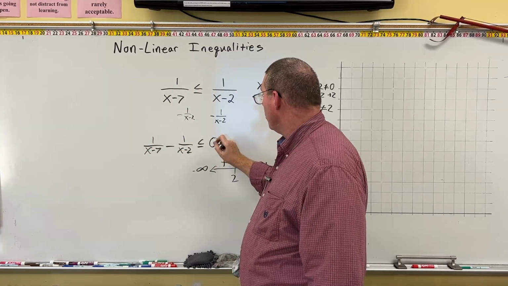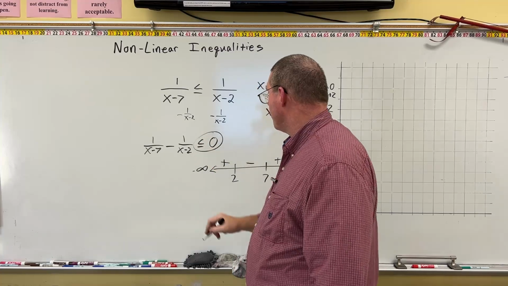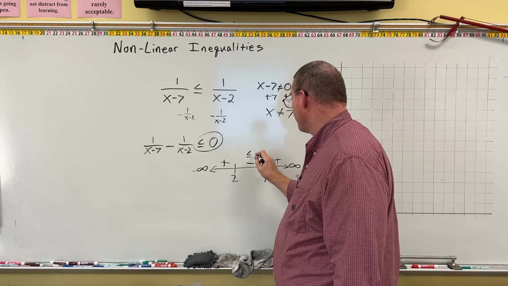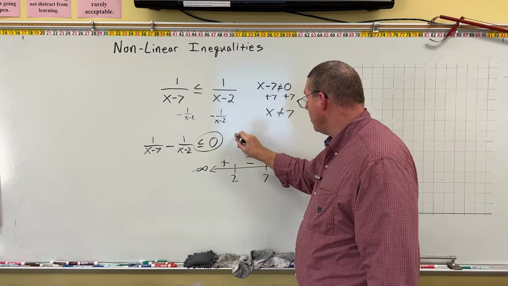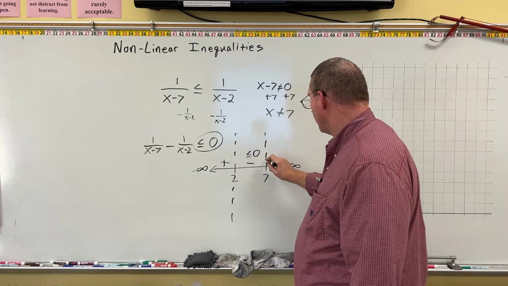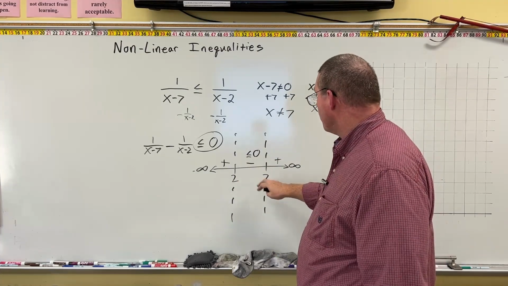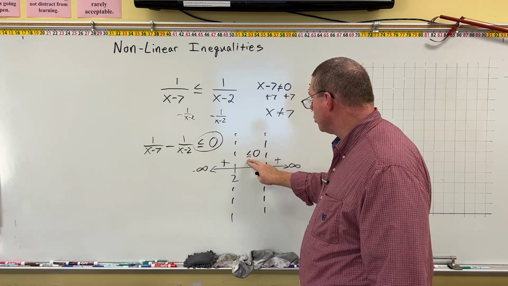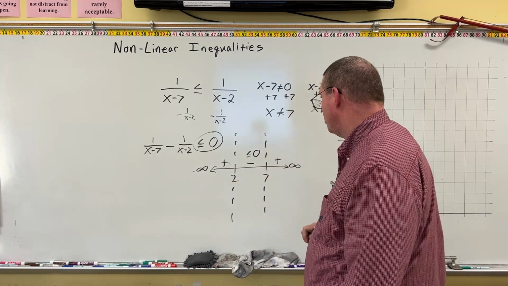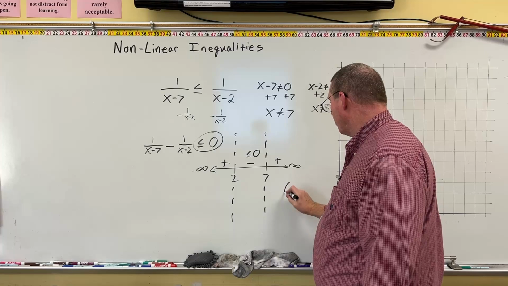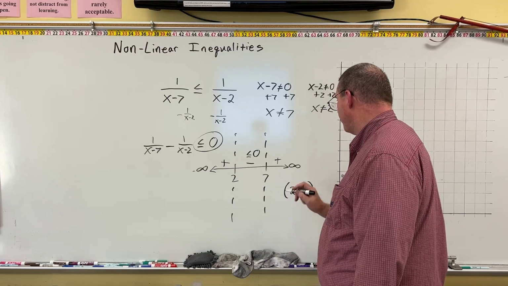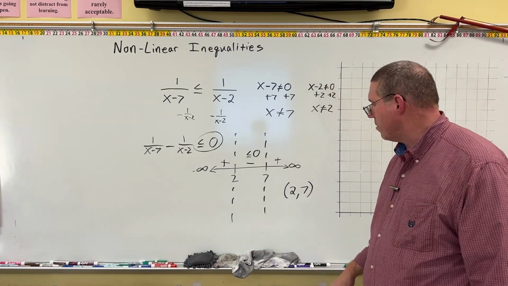So now we're looking for less than or equal to 0. That's negative. That's here, less than or equal to 0. Now note, I should have put these dashed lines in. We cannot include 2 and 7. So even though it says less than or equal to, we cannot include 2 and 7. And therefore, we're going to go parenthesis 2 up to 7, close parenthesis, and that is our interval.